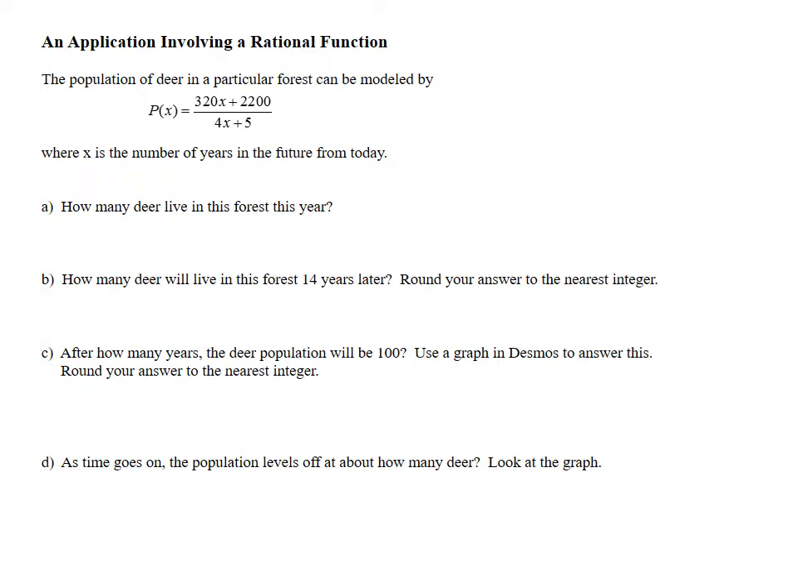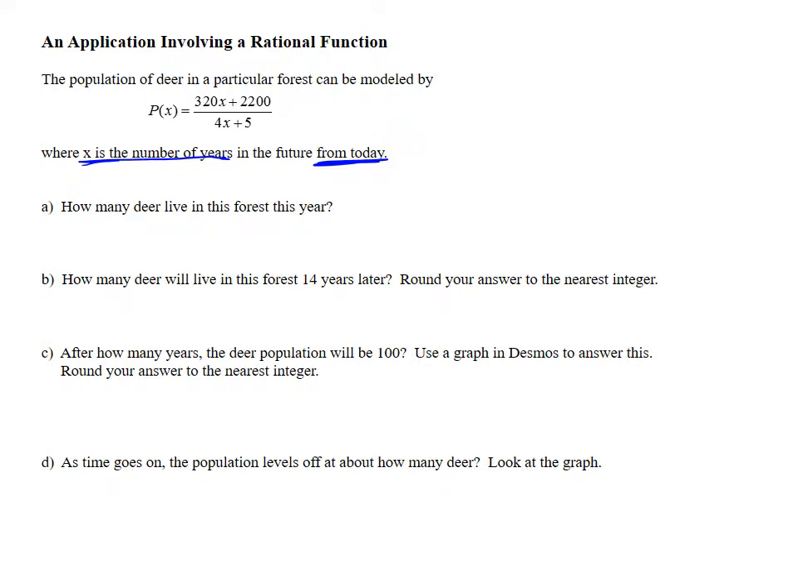Let's look at an application involving a rational function. The population of deer in a particular forest can be modeled by the function p of x equals (320x plus 2,200) all over (4x plus 5), where x is the number of years in the future from today. So since x is the number of years in the future from today, today would be x equals 0.